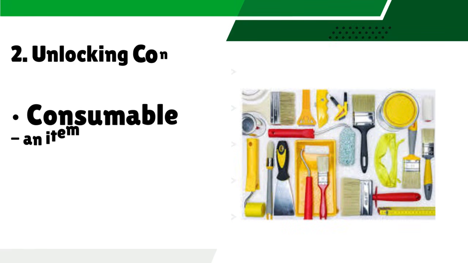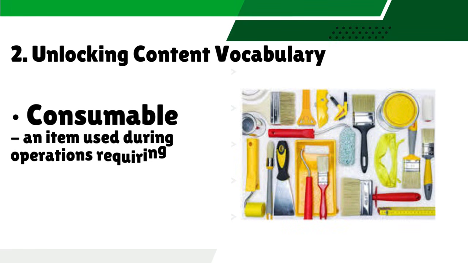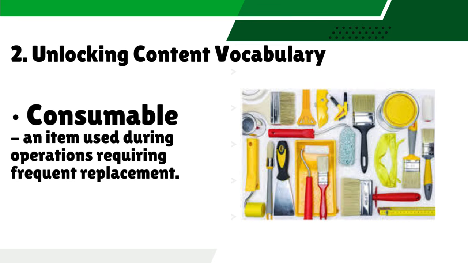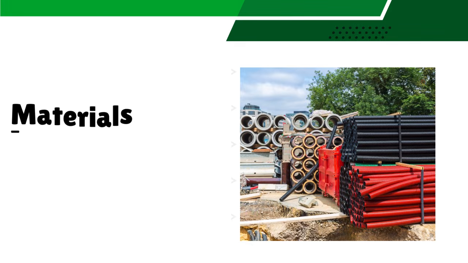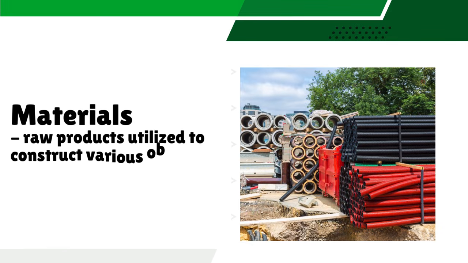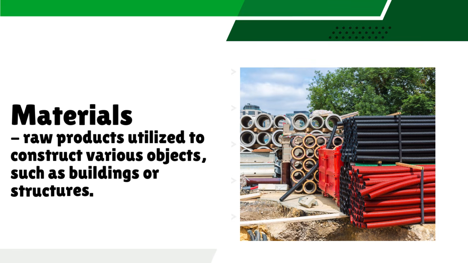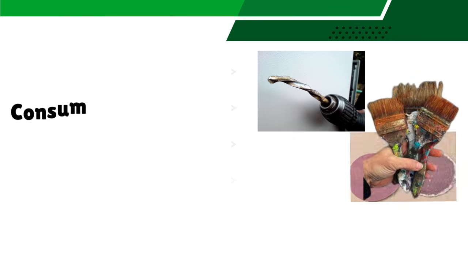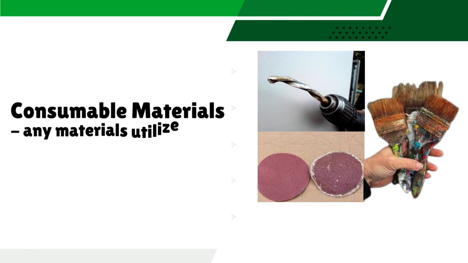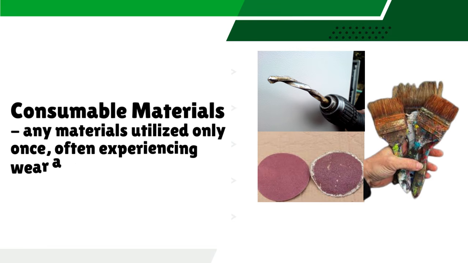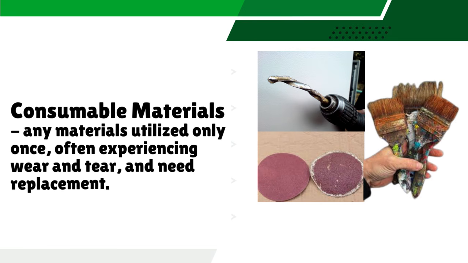Unlocking content vocabulary. Consumable: an item used during operations requiring frequent replacement. Materials: raw products utilized to construct various objects, such as buildings or structures. Consumable materials: any materials utilized only once, often experiencing wear and tear and needing replacement.